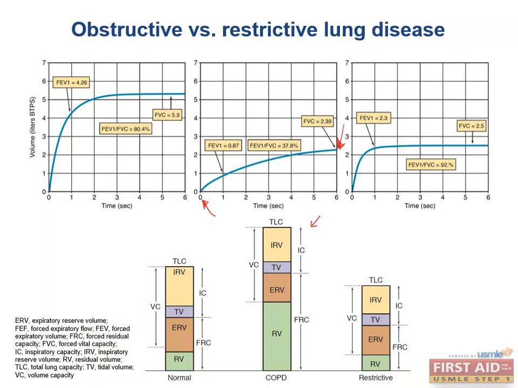Where's the functional residual capacity? Well, that's a trick question. Since this diagram shows forced exhalation, you won't be able to see the lung volume after a normal exhalation.